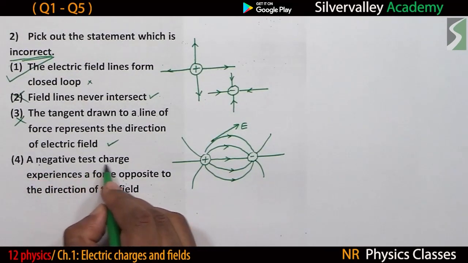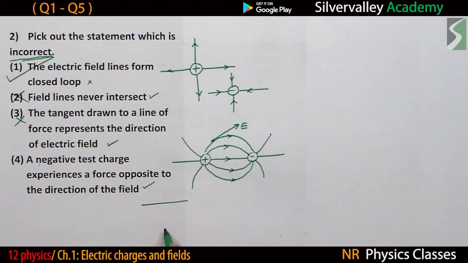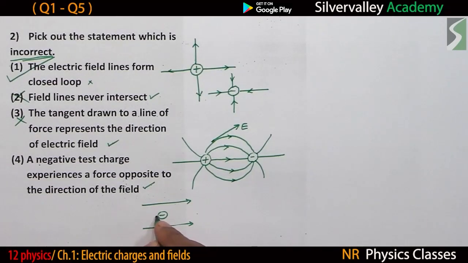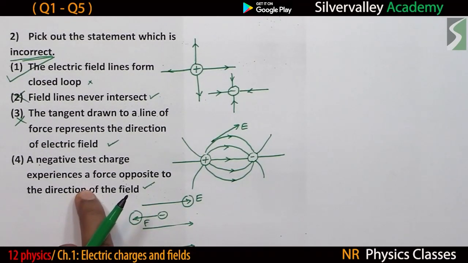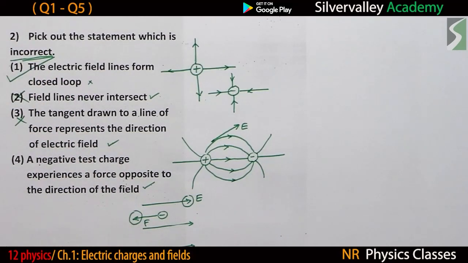A negative test charge experiences a force opposite to the direction of the field. The statement is correct, isn't it? If this is the electric field, and there is a negative charge, then this negative charge experiences force opposite to the direction of the electric field. So this is the direction of force. Observe, these two directions are opposite. That is the meaning of this. So, second question, first option.